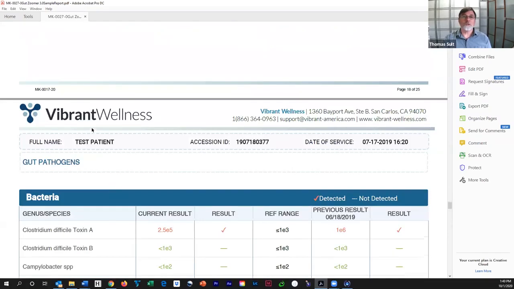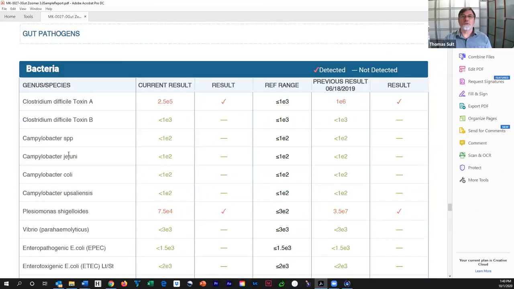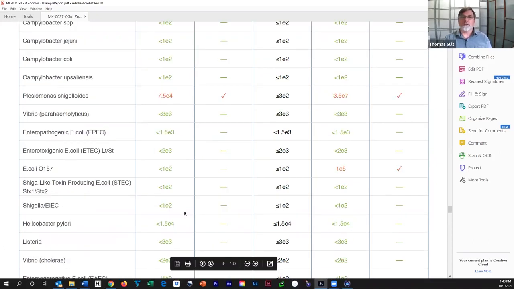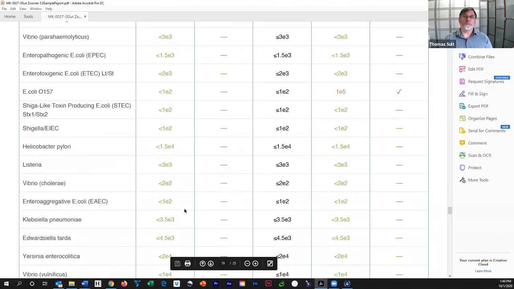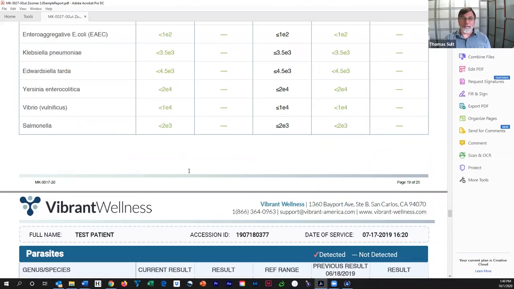The next page, gut pathogens. So we already saw on the first page the summary of the pathogens. And remember that I talked about that E means exponent. So here's the Clostridial difficile toxin A. Here's this unpronounceable mouthful here, right? And they are present. And so what we may want to do is specifically go after those with some targeted therapy to get rid of those pathogens.